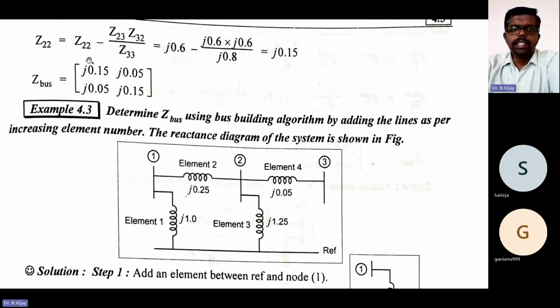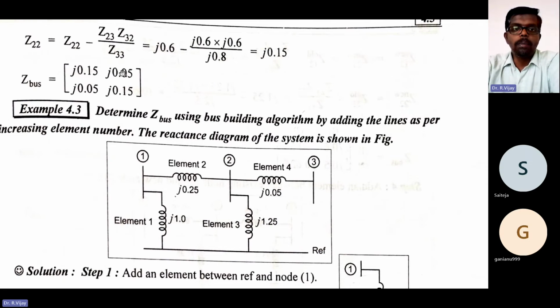Similarly, Z22. Z22 is nothing but Z22 minus Z23 into Z32 divided by Z33. Just substitute 0.6J, 0.6J, 0.6J divided by 0.8. So you'll get the answer as 0.15J. Okay, so you'll get the Zbus values like this, just by substituting: Z11, Z12, Z21, Z22.